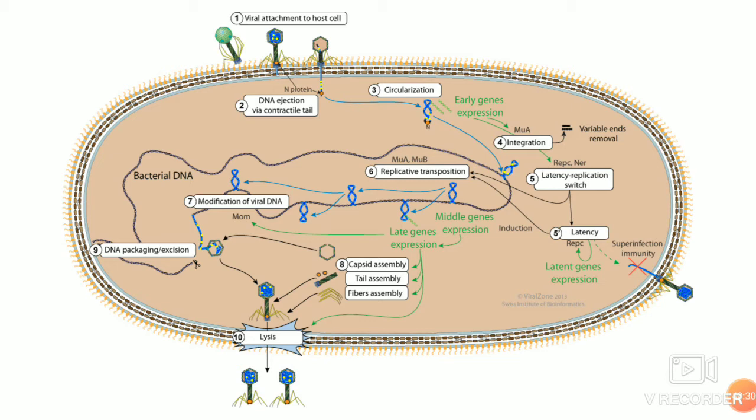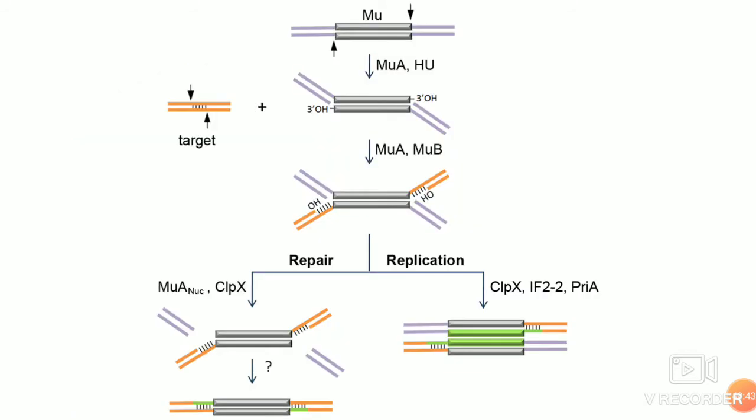The ratio of RepC, that is step 5, the ratio of RepC and the Ner repressors determines if the phage enters the latency or the lytic cycle. RepC represses the early promoter, thereby establishing latency. Ner represses the RepC expression, thereby promoting early gene expression, leading to onset of viral replication.